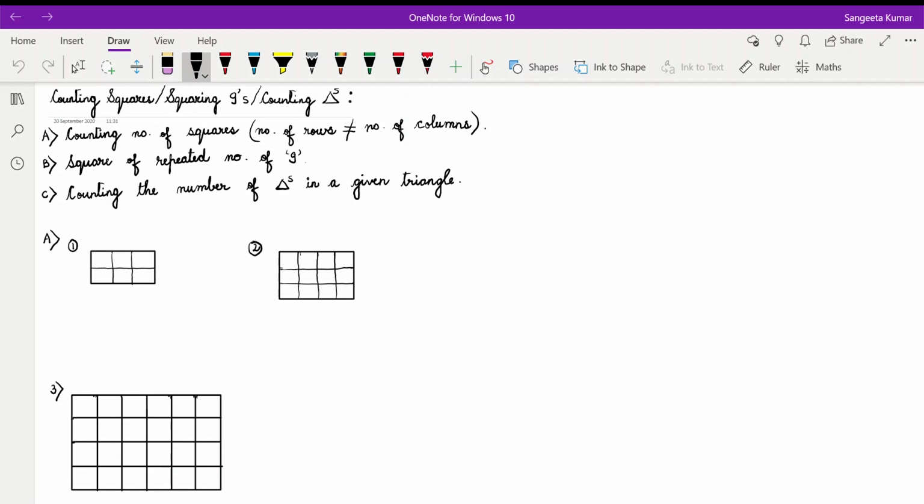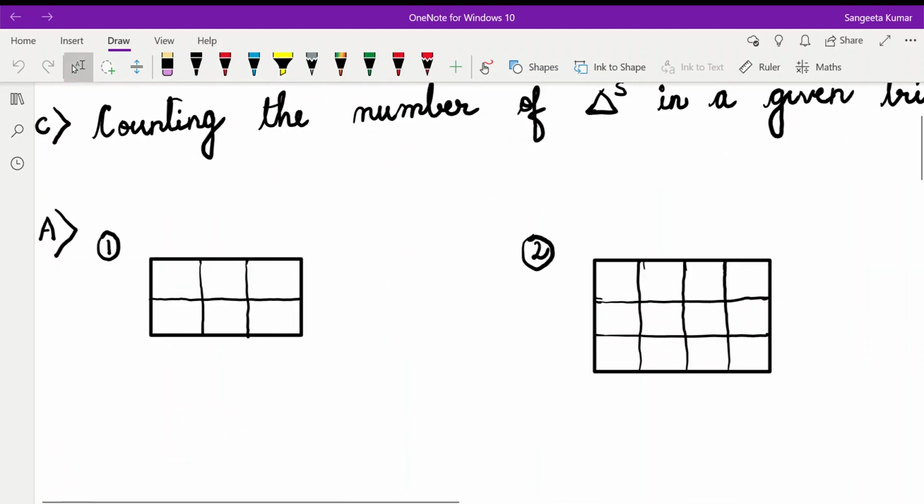So here we have a rectangle. We see that there are three columns here and two rows. So how do we find out the number of squares? We just number the columns 1, 2 and 3. Likewise, we number the rows. We have already put 1, so we write here 2. Now what we have to do is multiply the number of columns with the highest number of rows. So we find the product, that is 6.